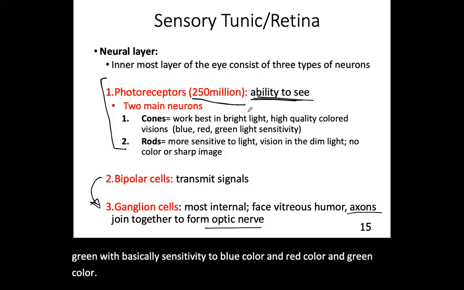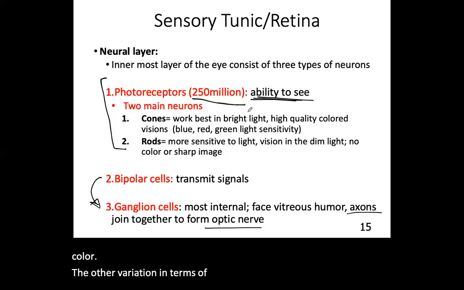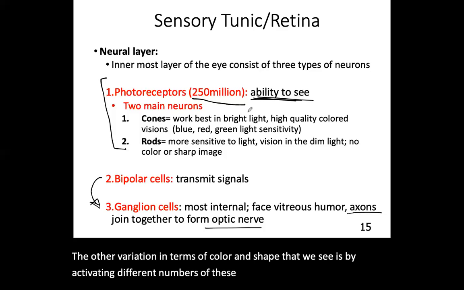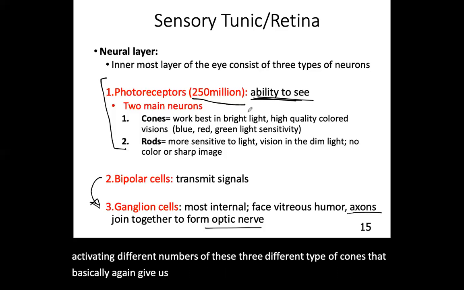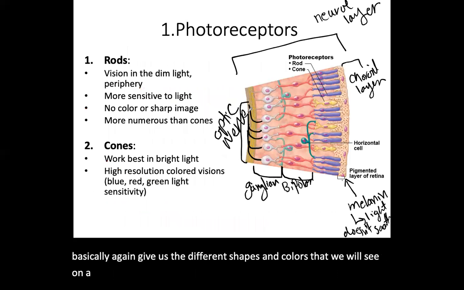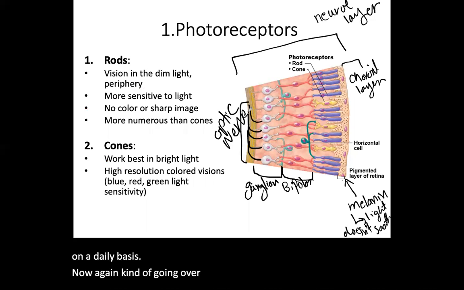The other variation in terms of color and shades that we see is by activating different numbers of these three different types of cones that basically, again, give us the different shapes and colors that we will see on a daily basis. Now, again, kind of going over the same information, rods are vision in a dim light or peripheral vision.